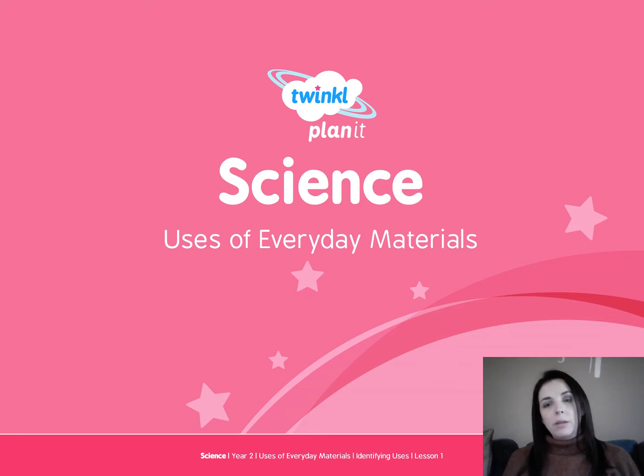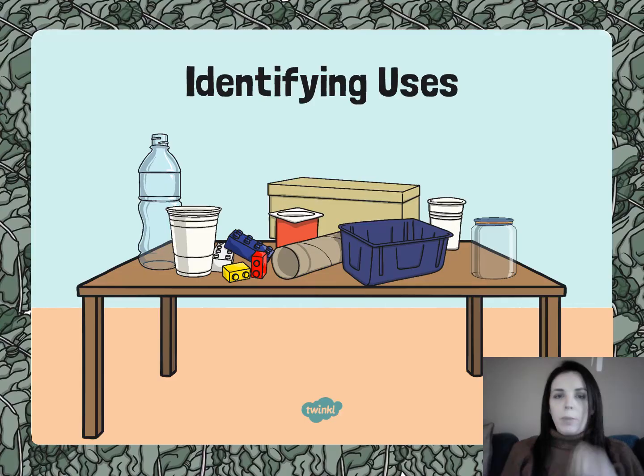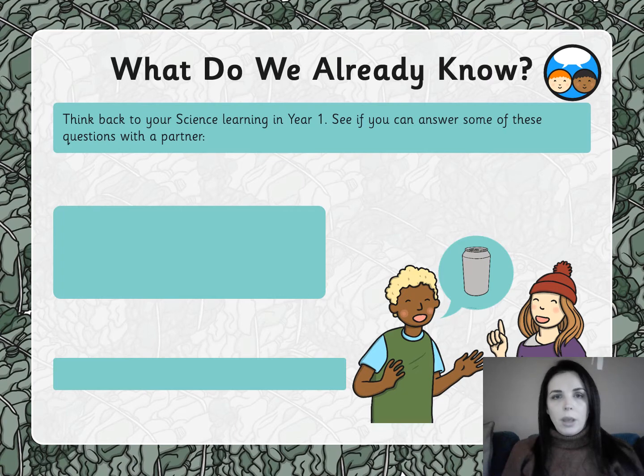So what are things made from that we have in our homes or in the classroom if you're in class today? Okay, so let's just have a look at what we're going to be doing. So identifying uses, as I said, and you can see some different types of things on the table there that may be made of different types of materials. So in year one, you would have done some science learning about these types of things already to get ready for this type of learning in year two.